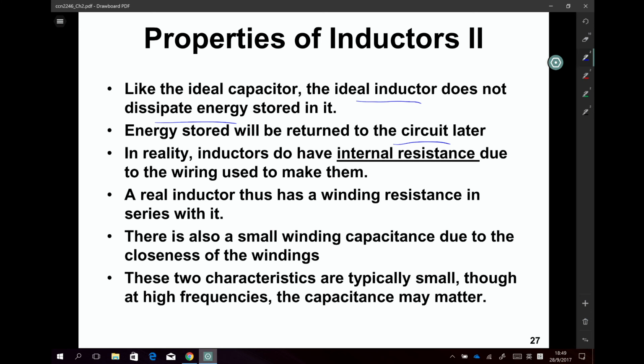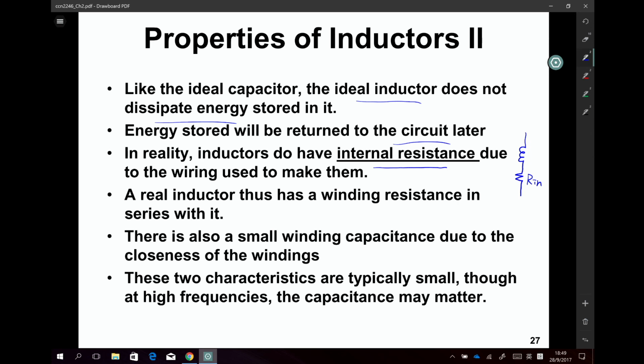But the real inductor will have some internal resistance. Therefore, the model of the inductor may look like this. The inductor is connected in series with an internal resistance.